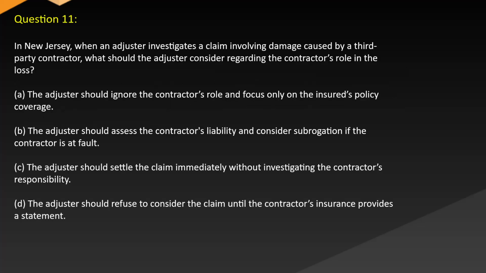Question 11. In New Jersey, when an adjuster investigates a claim involving damage caused by a third-party contractor, what should the adjuster consider regarding the contractor's role in the loss? A. The adjuster should ignore the contractor's role and focus only on the insured's policy coverage. B. The adjuster should assess the contractor's liability and consider subrogation if the contractor is at fault. C. The adjuster should settle the claim immediately without investigating the contractor's responsibility. D. The adjuster should refuse to consider the claim until the contractor's insurance provides a statement.